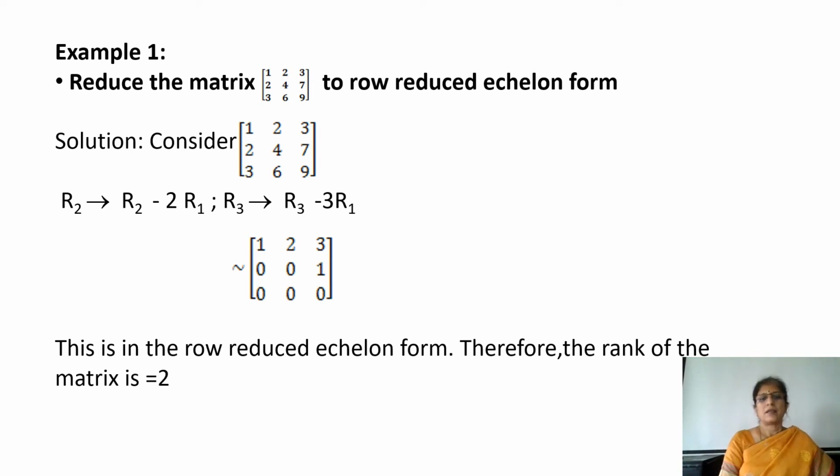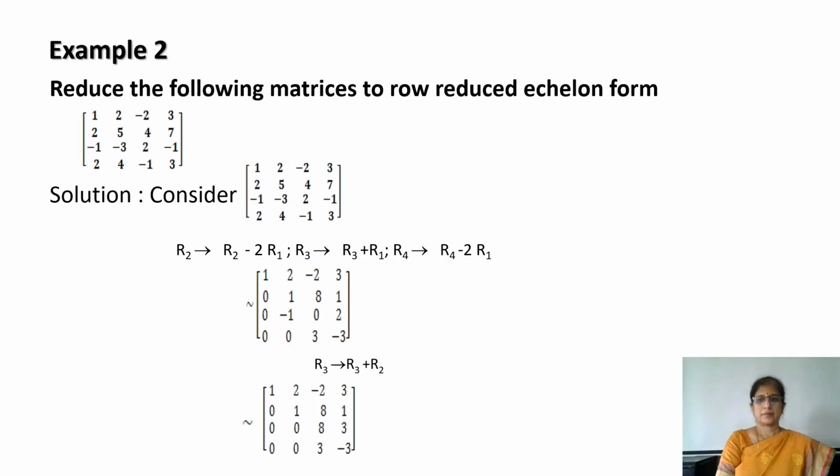So here the matrix we have obtained is in the row reduced echelon form, because the 0 row is at the bottom and the leading entries in the other two non-zero rows are 1. So therefore the rank of this matrix is.